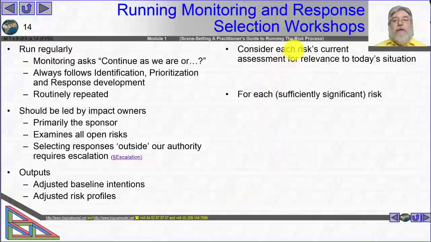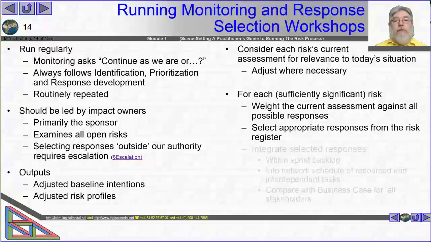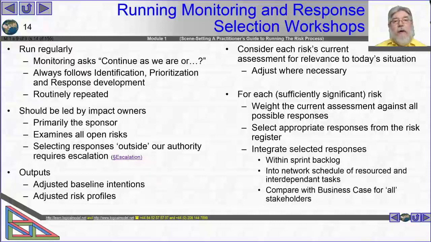And so we consider each risk's current position as of today versus where the project wants to end up, and adjust as necessary by weighing the current assessment against all of the draws on demand of resource. Select the appropriate responses from the register and integrate those into either, as I've already said, the sprint backlog or the network schedule, and compare and reevaluate all of the impacts for all stakeholders on all aspects of the business case. And in all cases there, all was probably too strong, and what I really meant was significant. But determining significance is not always easy, and certainly dealing with all is normally prohibitively expensive beyond the resources that we've got. That's a conversation that needed to be had during the planning workshop with the sponsor at the beginning, and I will come back to it when we get to the planning discussions, which are right at the end of the course.